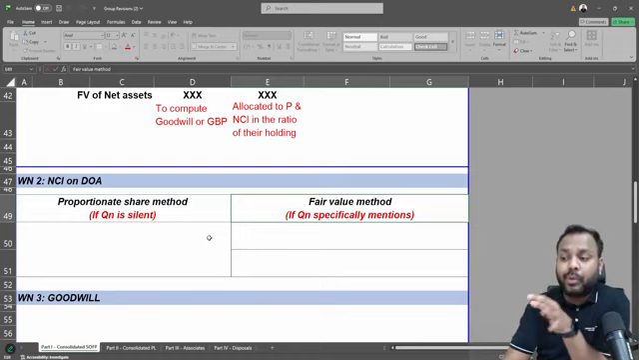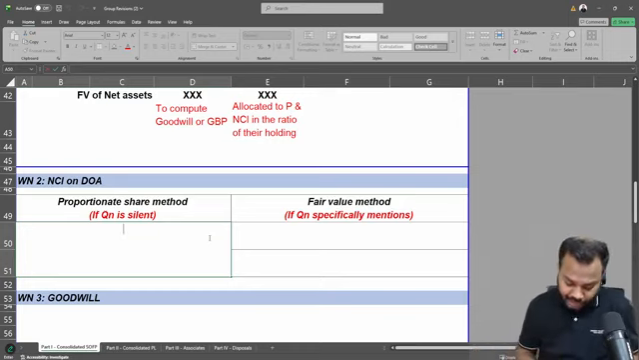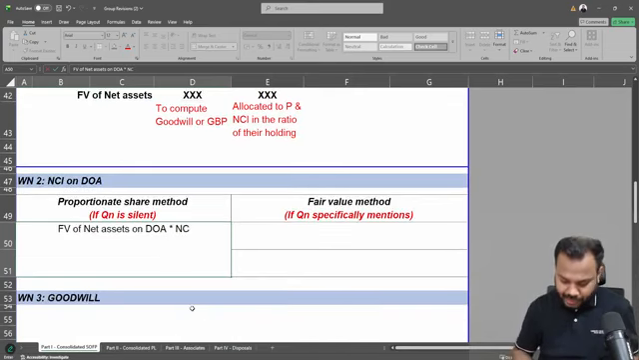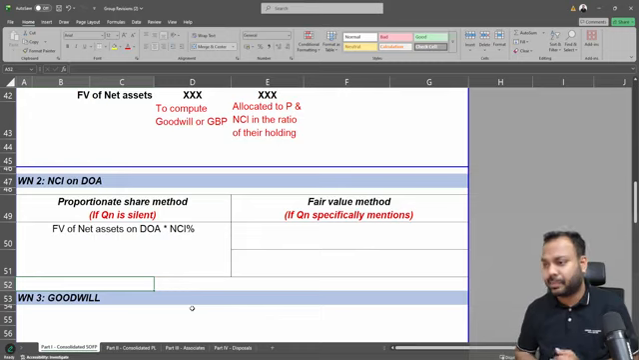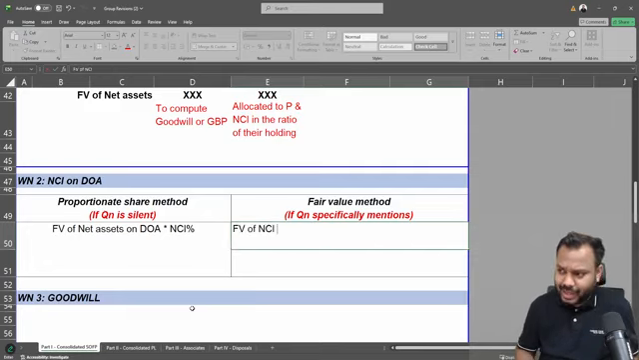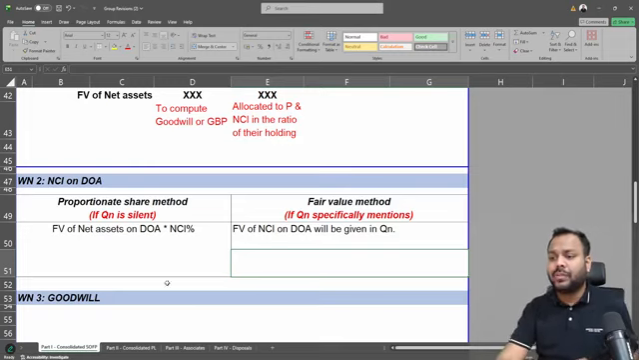Now comes the question, under both the methods, how to compute? If it is proportionate share of net assets, then we take fair value of net assets on date of acquisition. I'm talking about this one, okay? Multiplied by NCI percentage. This is the value of NCI under proportionate share of net assets method. Now, if it is fair value method, then fair value of NCI on date of acquisition will be given in the question.